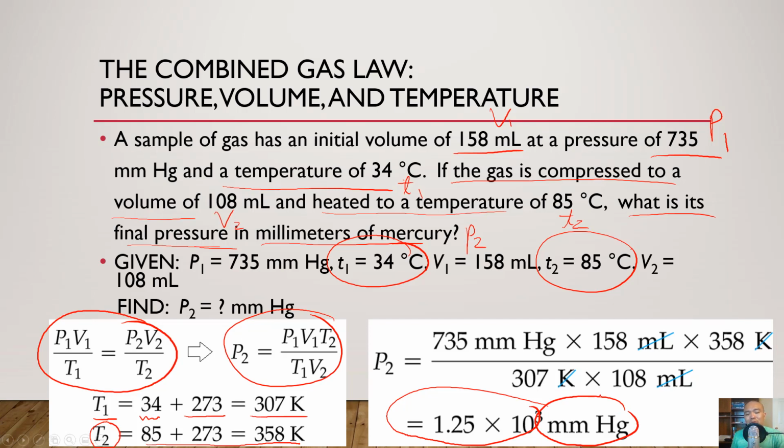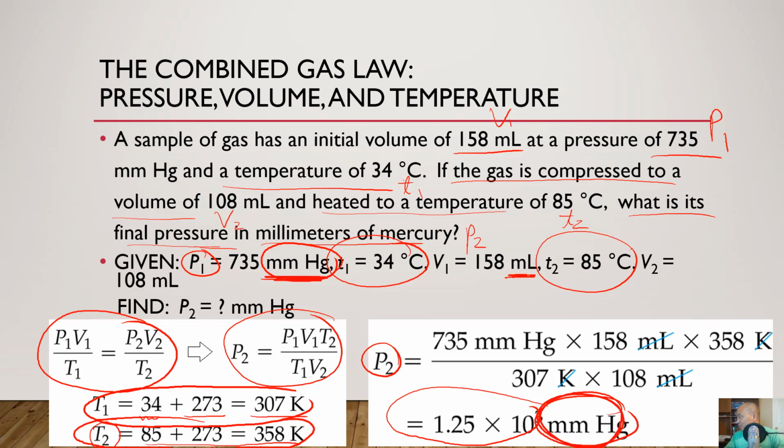I want to emphasize a couple of things one more time. First, all the temperatures must be converted to Kelvin scale, as you see over here. However, for the P and the V, they can be in units other than atm, as long as P1 and P2 share the same units.